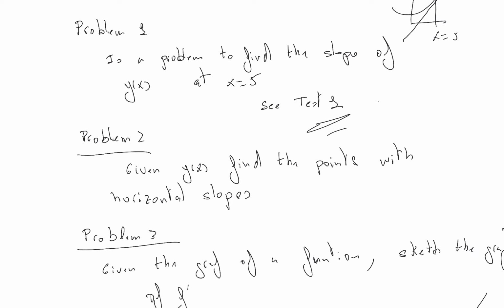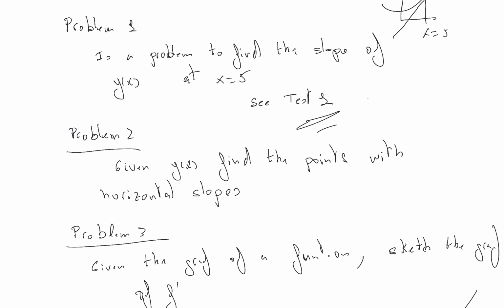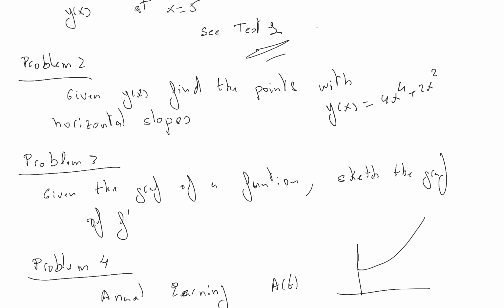Problem 2 is about a given function, let's say y of x equals 4x^4 plus 3 plus 2x squared plus whatever. Given the function, find the points with horizontal slopes. The points with horizontal slope are the points where the derivative is 0. The slope is 0. The slope is the derivative.